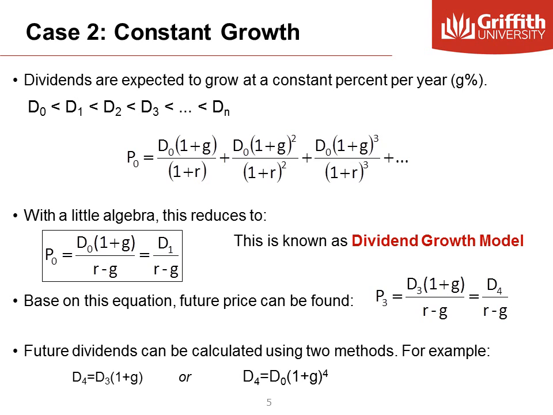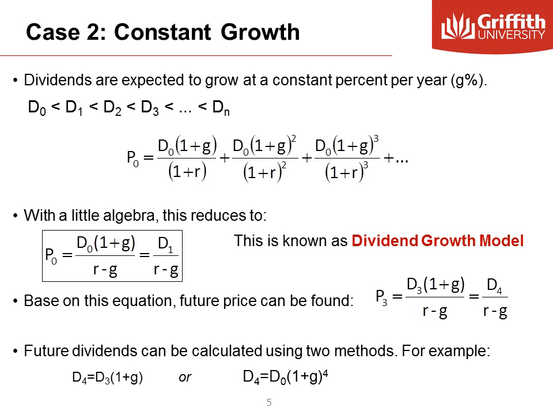For that matter, using this model, we can calculate the share price at any point in time. For example, if we want to find the price in year 3, we just find the dividend in year 4 and divide by R minus G. Or if we want to sell the share in year 5, we calculate D6 and then divide by R minus G.